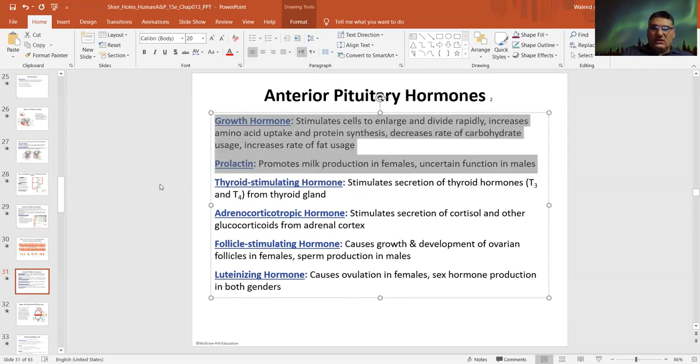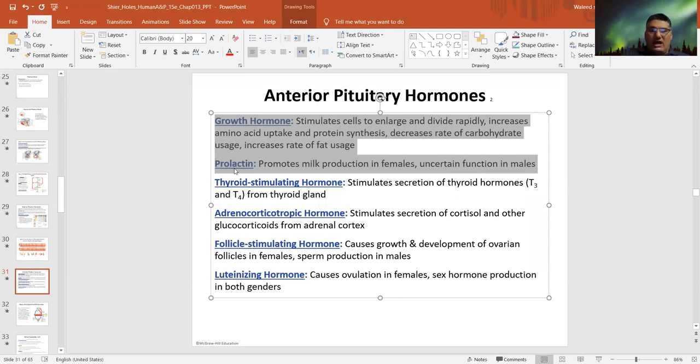Growth hormone is going to stimulate the cells to enlarge and grow and increase in number and become bigger, because it is growth hormone, the hormone of growth. So wherever it goes, the target is going to grow. What do you mean grow? Grow in number, grow in size, grow in action, grow in metabolism, and so on.